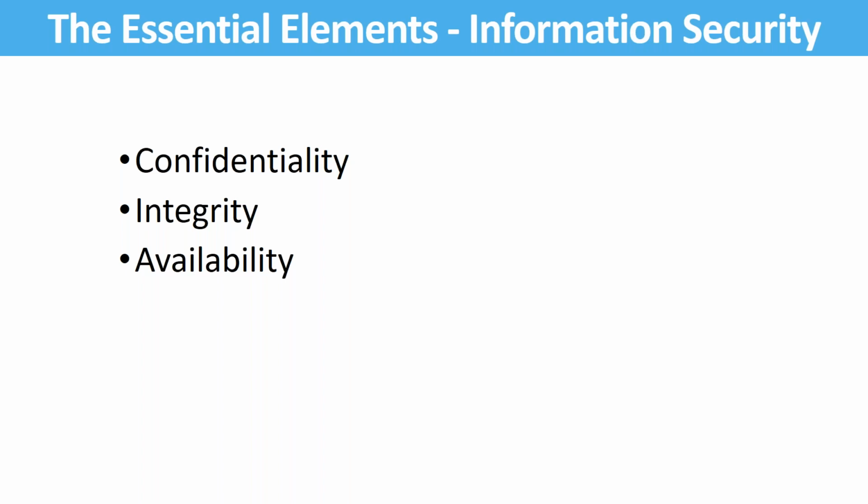So let's talk a little bit about what each one of these means. Confidentiality is simply keeping information private, making sure that it is only accessed by people who have a right to that information.